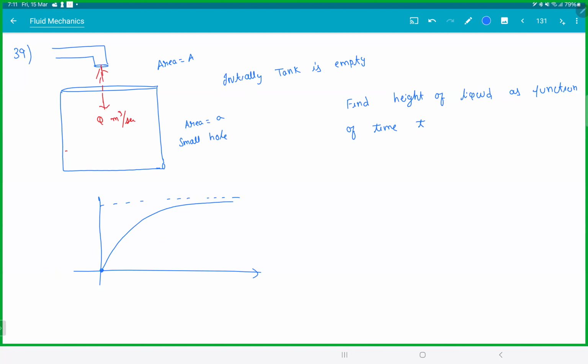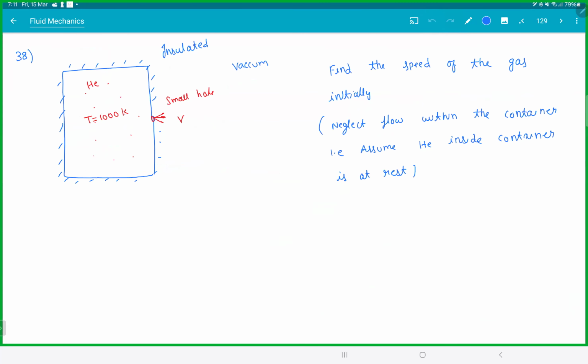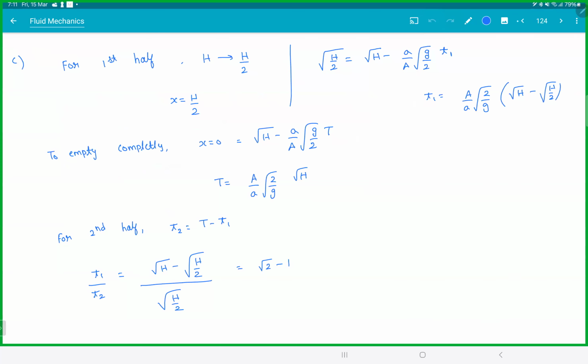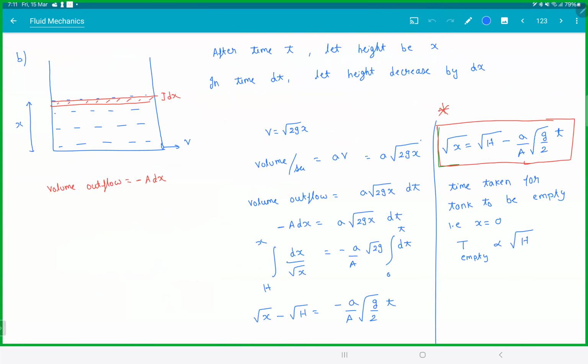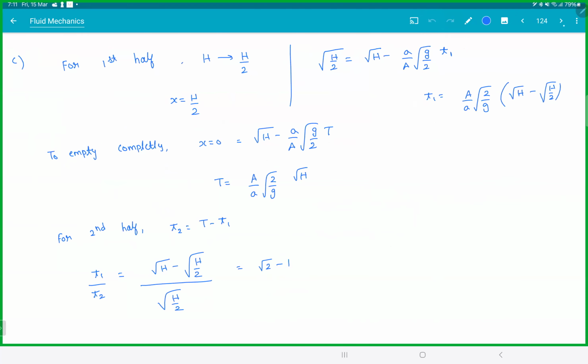Why will the graph look like this? Think about it. Once you reach a certain height, the water is going out so fast that the inflow is equal to outflow. The height will become constant. You can't get more height than that. Now find the height as function of time t. This question is a better variation of the second question. In this one already liquid is there and you're flowing out. Here the liquid is coming in and you're flowing out.